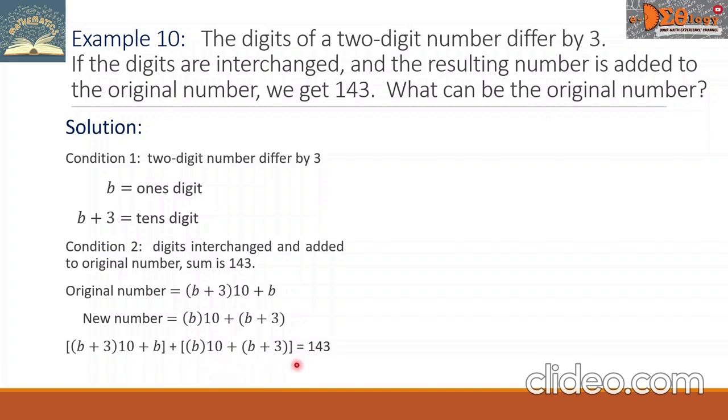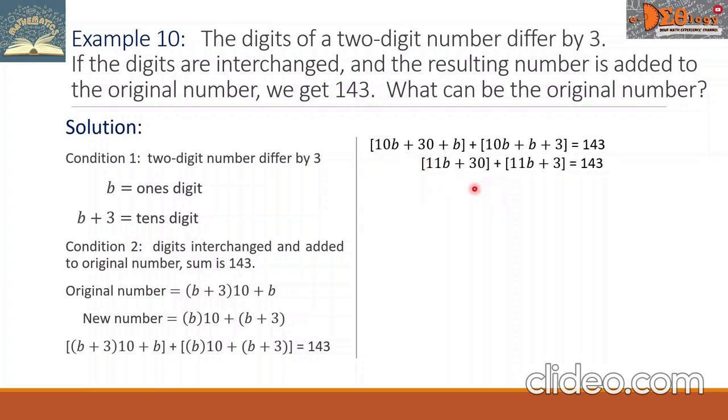Let us simplify and solve for b. We have here two groups. Let us simplify each of them. The first group becomes 10b plus 30 plus b, plus the second group, 10b plus b plus 3, equals 143. In the first group, we combine 10b plus b. It becomes 11b, and then plus 30 comes down. Plus the second group, 10b plus b, 11b. Then we copy plus 3.